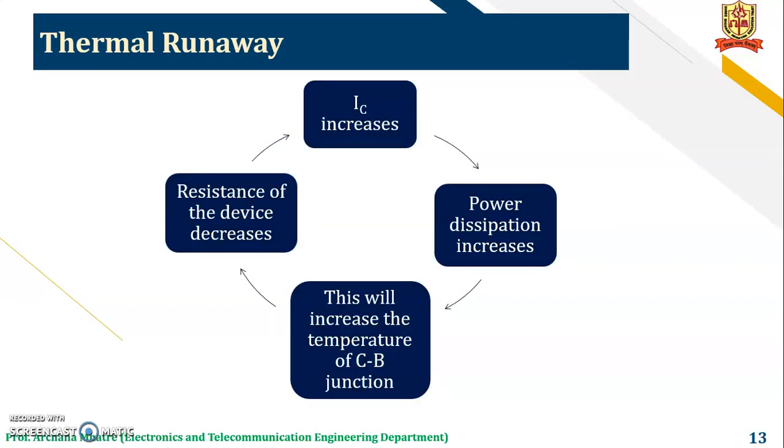Now here it shows how thermal runaway takes place. When the collector current increases, the power dissipation increases. Then this will increase the temperature of the collector base junction, and the resultant resistance of the device decreases, and again when resistance decreases, the collector current IC will increase.